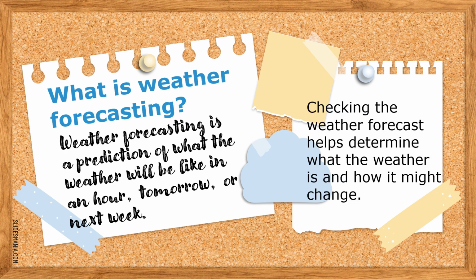Weather forecasting involves a combination of computer models, observation, and knowledge of patterns. By using these methods, reasonably accurate forecasts can be made up to 7 days in advance. Right? So checking the weather forecast helps determine what the weather is and how it might change.